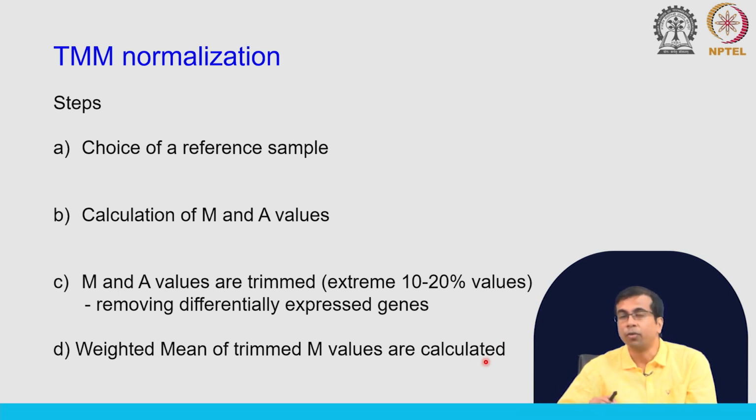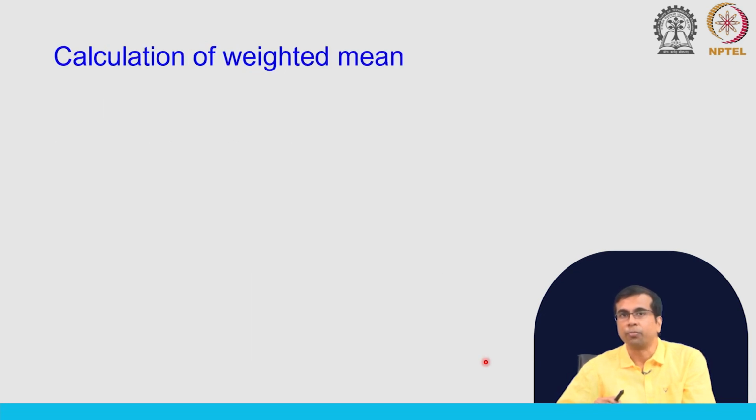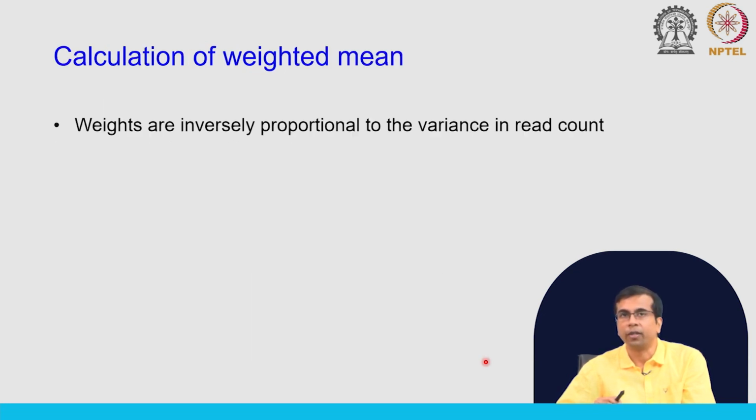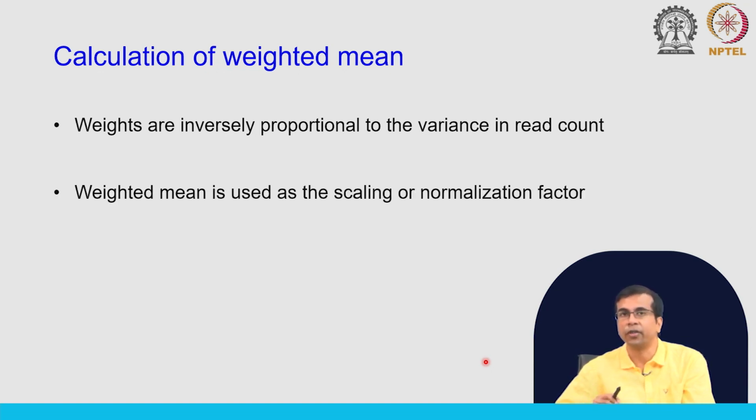Okay. So, we do not take these extreme genes and their M values, we just take the filtered M values, or trimmed M values as we call them, and take the weighted mean. Now, the question is what is this weight, right, how do you calculate this weighted mean. Okay. So, weights are usually inversely proportional to the variance in read count, okay, and this is to avoid genes that show a lot of fluctuation between samples, even after filtering, from biasing the mean too much. Okay. So, that is why the weights are inversely proportional to the variance in read count.